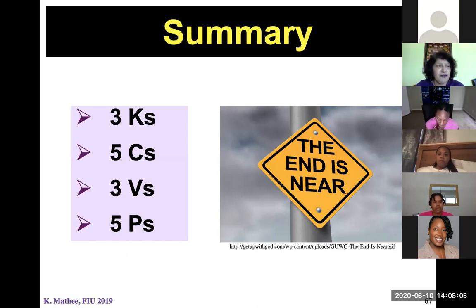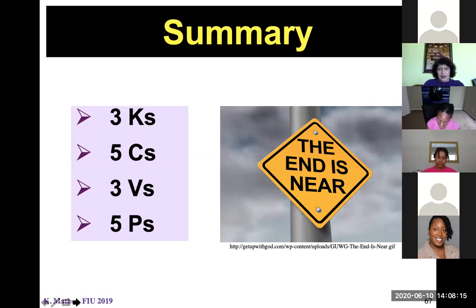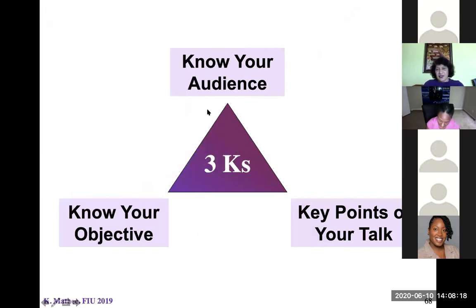So the summary of my oral presentation, that you need to know the 3 Ks, 5 Cs, 3 Vs, and 5 Ps. What are those? What are the 3 Ks? Know your audience, know your objective, make sure you get the key points of your talk. Sometimes people say what you want to say, what you have to say, what you have already said, right? So sometimes repeating helps. So make sure you remember your key points. If you missed everything, at least I hope you take home this message. That's what you want, the key points.